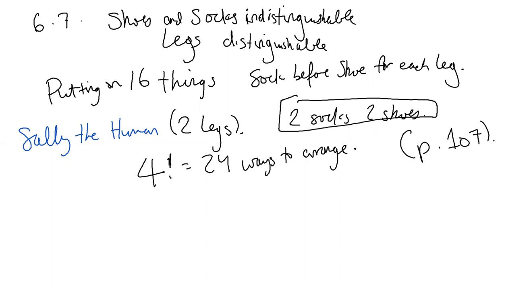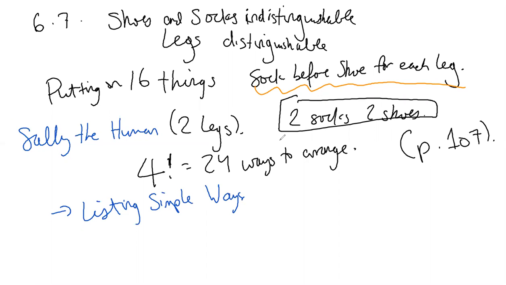And at this point, if we don't understand how we can think, oh, sock before shoe, how do we arrange that? Well, we can just try to cross them out. And so that brings us to my final technique, which is listing simple methods. Sometimes listing will help you understand the question. So basically, this goes in tandem with making the question simpler.